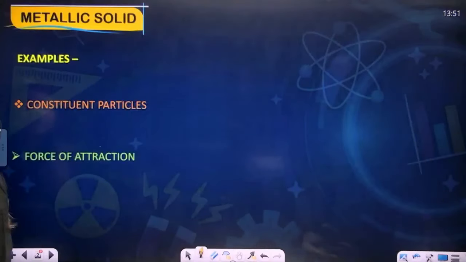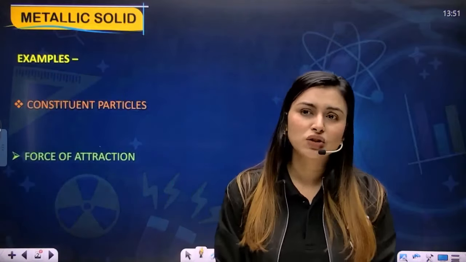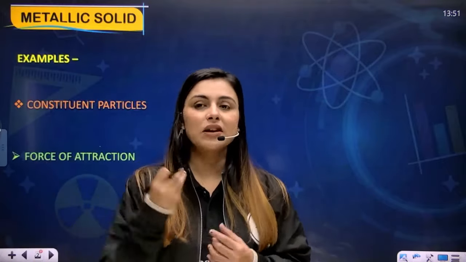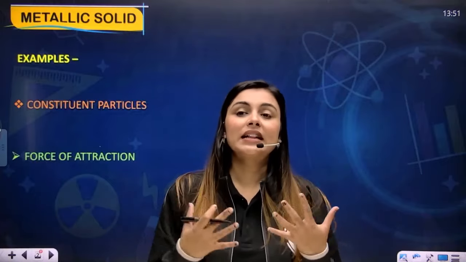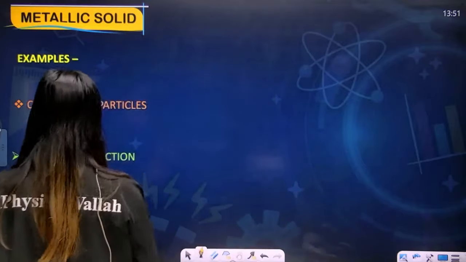So, the second type of solid that we will be discussing is the metallic solid. Let's try to understand what exactly a metallic solid is. My dear students, we all know what metals are: elements that have the tendency to lose electrons. Metals generally have the tendency to lose electrons, or we could say they have valence electrons that they are ready to lose, right? Yes. So, my dear students, we'll understand about metallic solids.